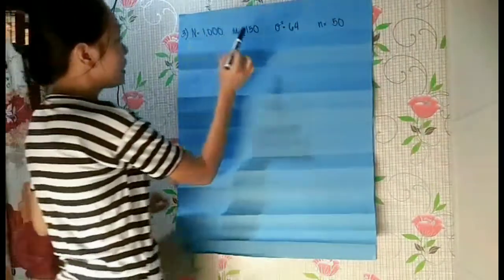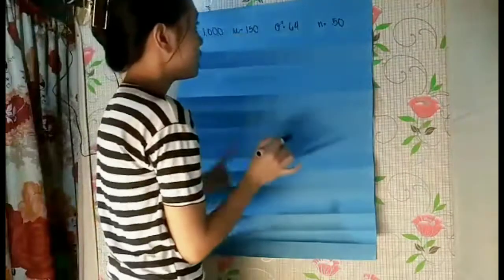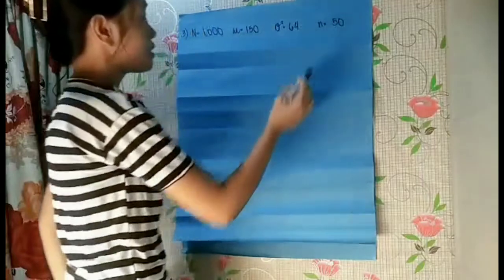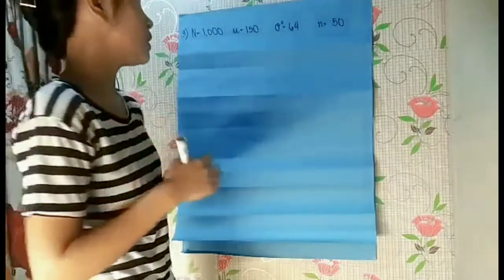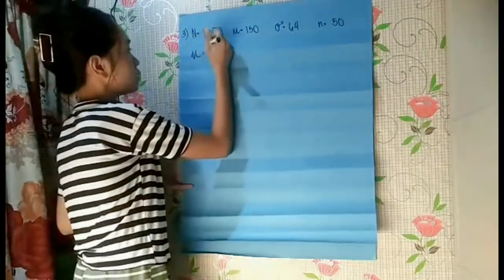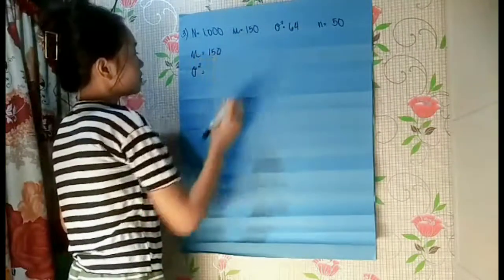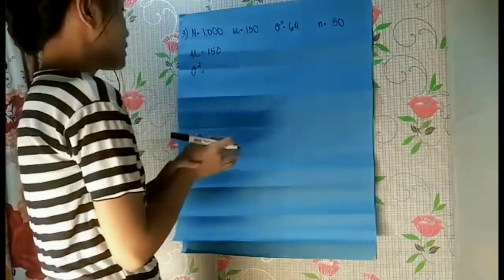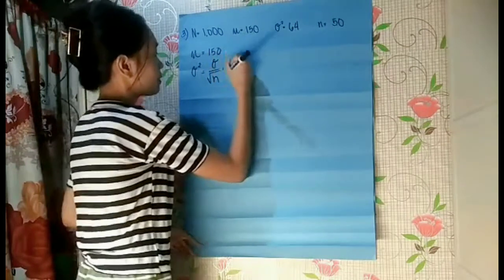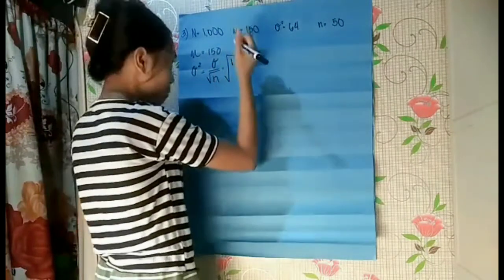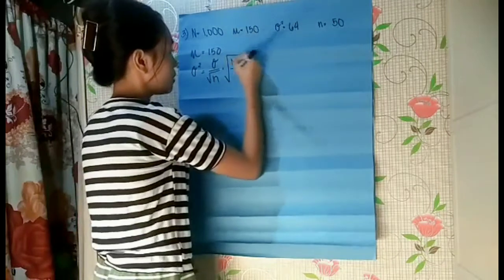For number 3, we have 1,000 as the population, a mean of 150, a variance of 64, and a sample size of 50. Again, we all know that the population mean is equal to the sample mean. So our sample mean here is equal to 150. The next thing we are going to find is the variance. To find it, we use the formula given, which is the standard deviation over the square root of the sample size multiplied by the square root of the population minus the sample size over the population minus 1.